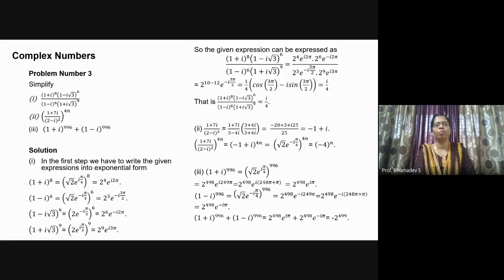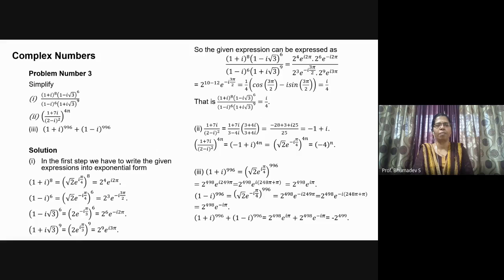So this term should be simplified as a single term. As you can see, we are supposed to write down the given expressions in exponential form, because the exponential form is very easy to solve and simplify. So 1 plus i can be written as root 2 e raised to i pi by 4. To the power 8 we need, so we take the power 8 on both sides. So 2 to the power of 4 into e to the power of i 2 pi, we will have it.